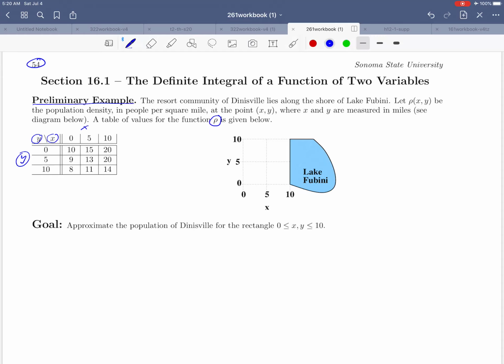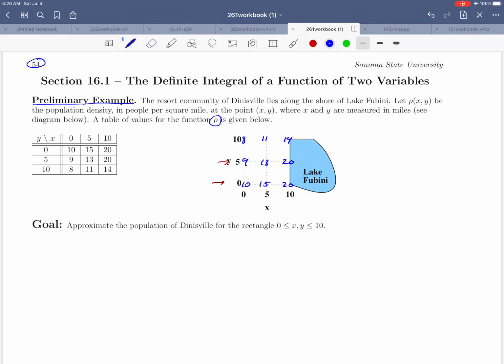Notice, for example, that when y is equal to 0, we're actually down here in the picture. So if we wanted to take our population densities and write them in, the 10, 15, and 20 that you see would go here, here, and here in the picture. Then we'd come to y equals 5. That's actually sitting here. And so our population densities would be 9, 13, and 20 people per square mile. And then similarly 8, 11, and 14, just so we can visually see where those population densities are. Let's get rid of a little of the clutter here.